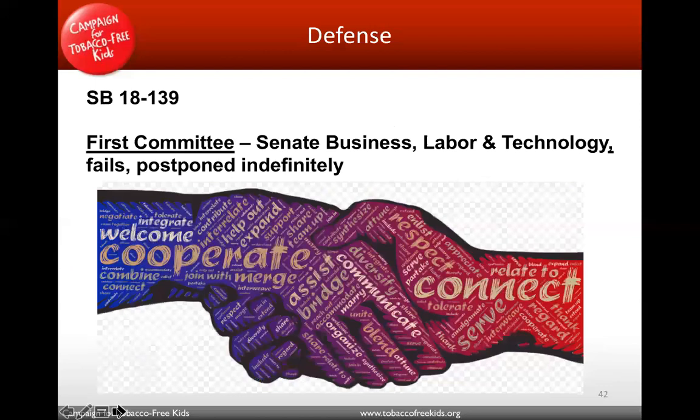Here you see the outcome of this bill. It was killed in its first committee, so did not pass, thankfully. What I will say here is this bill brought multiple partners together in a way that we hadn't really seen in a number of years.